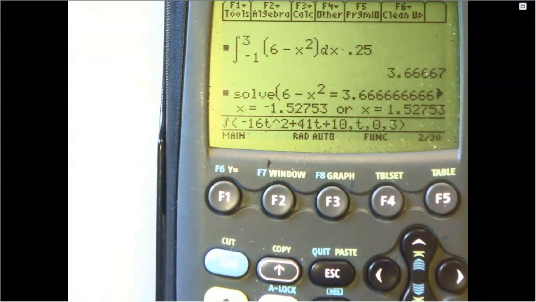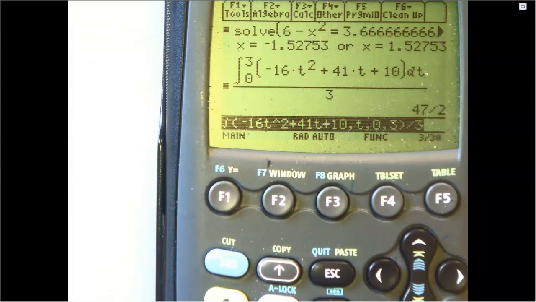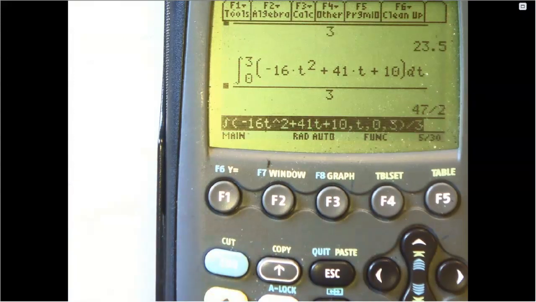That gives 70.5. That will not give me the correct answer. What do I still have to do? Times by 1/3, or divide by 3, is good. So I got 47 over 2. Or if I want to hit diamond enter, that's 23.5. Either is fine. How did you change it to the decimal? Diamond enter. Okay.